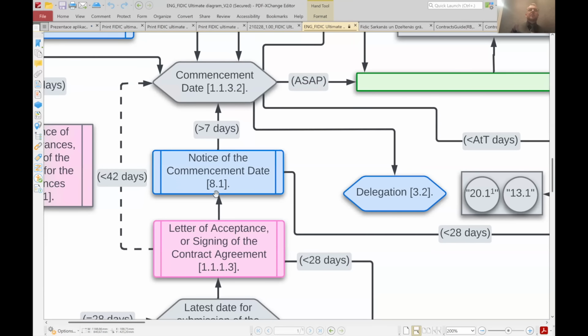The engineer has to be present in the beginning of the contract. So the good employer has his engineer ready at the start of the project, and he's ready immediately to give this notice and to start the works.